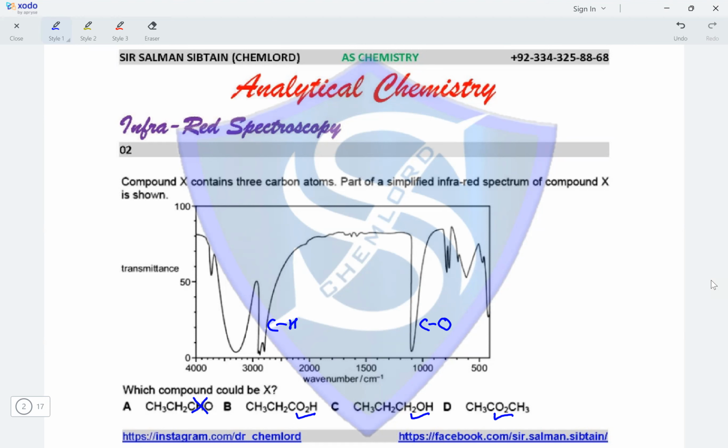But the peak beyond 3000 wave numbers, which is sharp and broad, corresponds to an OH group in an alcohol. So this eliminates the carboxylic acid because the peak for carboxylic acid would be between 2600 to 3000 wave numbers. And it eliminates the ester as well. So the only remaining compound with the OH group present is the alcohol, making option C the correct option for this question.